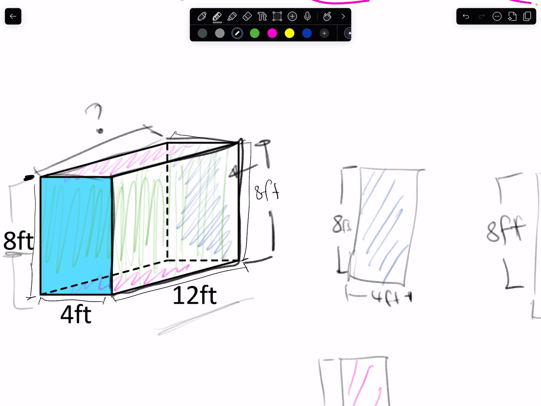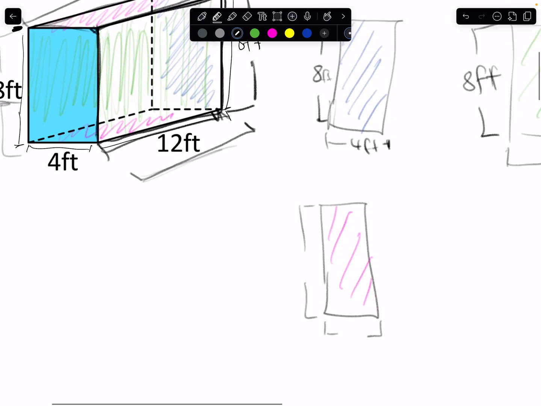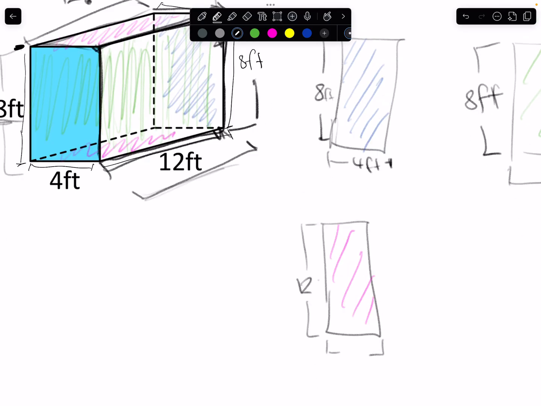Now, if I'm looking at it there, that side has to be equal to this side, which is from here to here, which has to be equal to this side. So our 12 feet is the distance from there to there. So here, as well. All right, so I can put in 12 feet here.